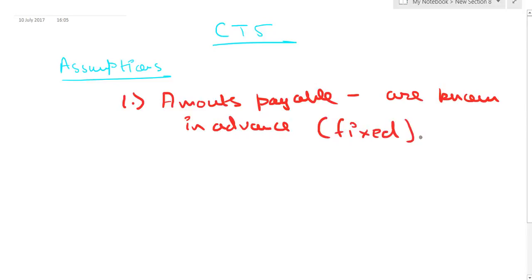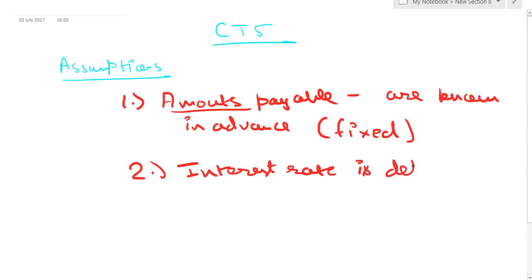There is a fixed amount, and if you want to know more about the amounts which are not fixed and they are not known in advance and they are random variables, that is discussed in the ST subjects. So if you take up life insurance in ST subjects, you will get to know that. Okay, and the second assumption is that the interest rate is also known in advance. That is, interest rate is deterministic.